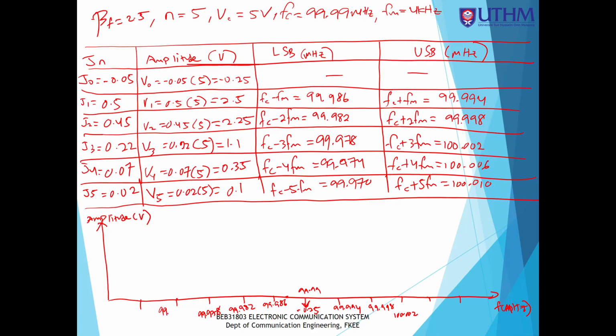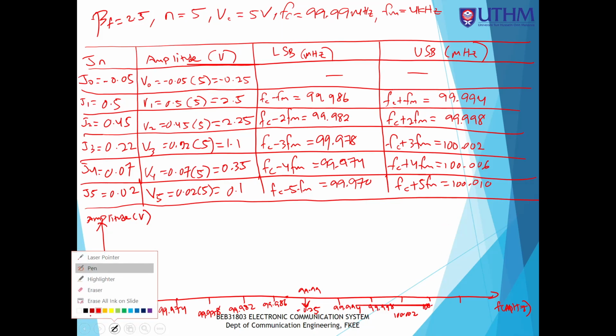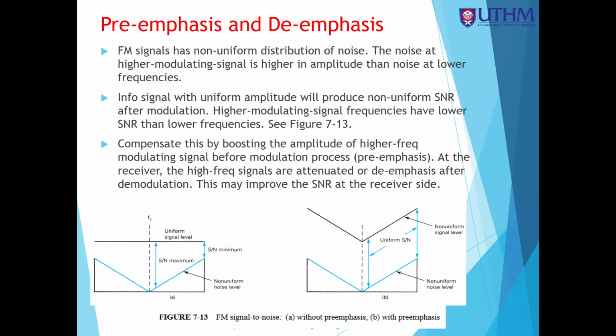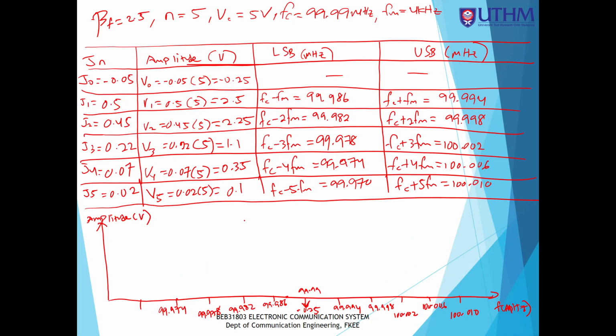Here is 99.974, here is 100.006, 100.010, and here is 99.970. Okay, so when you want to draw, the first sideband is 2.5.